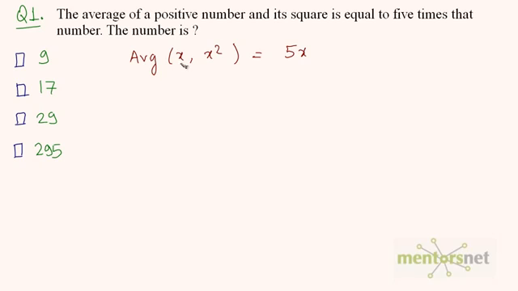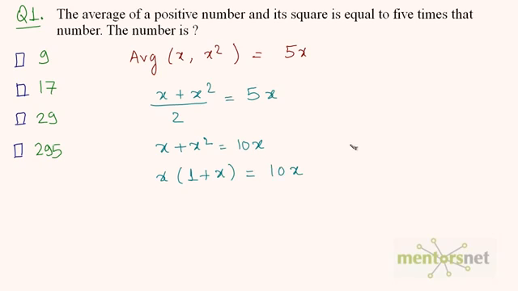So we have two numbers here, so the average is the sum of those two numbers divided by the count, which is 2. So (x plus x squared) by 2 is the average, which is equal to 5x. So x plus x squared is equal to 10x. This 2 goes to the right hand side of the equals sign. We can take one x common from here, so x is common.